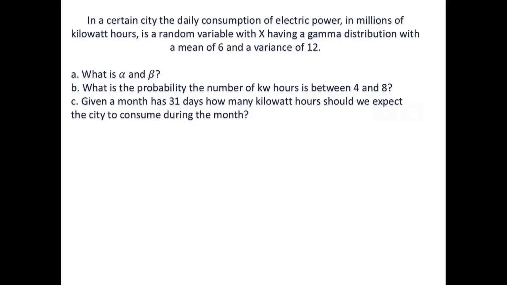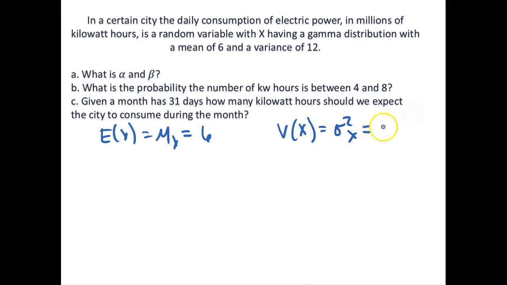In this video, I'll show you how you can solve problems for a random variable with a gamma distribution. In a certain city, the daily consumption of electric power in millions of kilowatt hours is a random variable X having a gamma distribution with an average of 6 and a variance of 12. So what this means is that our expected value, which is equal to our average, is equal to 6, and our variance, which is equal to sigma squared, is equal to 12.